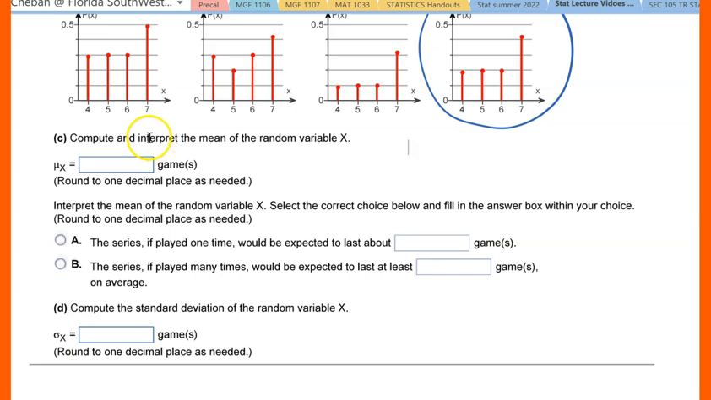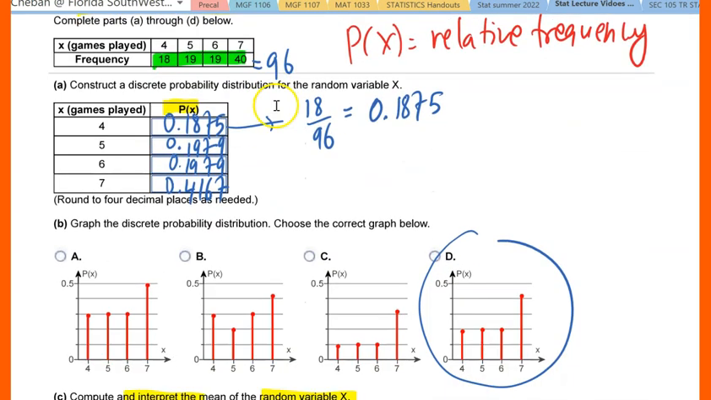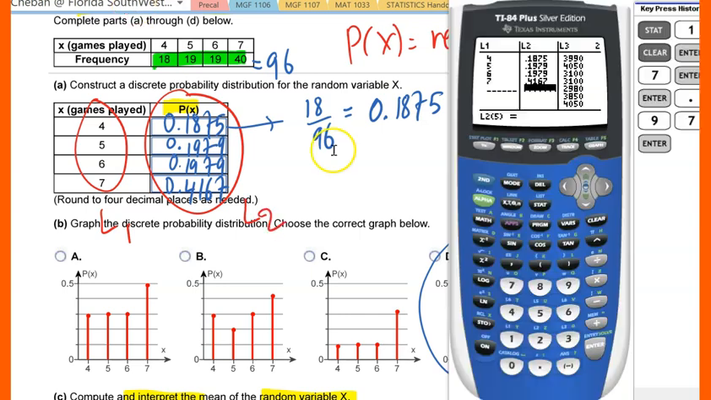Now let's answer the question. Compute and interpret the mean of the random variable X. To do that, you have to put this data in L1 and this data in L2. Let me put that in and come back to you.